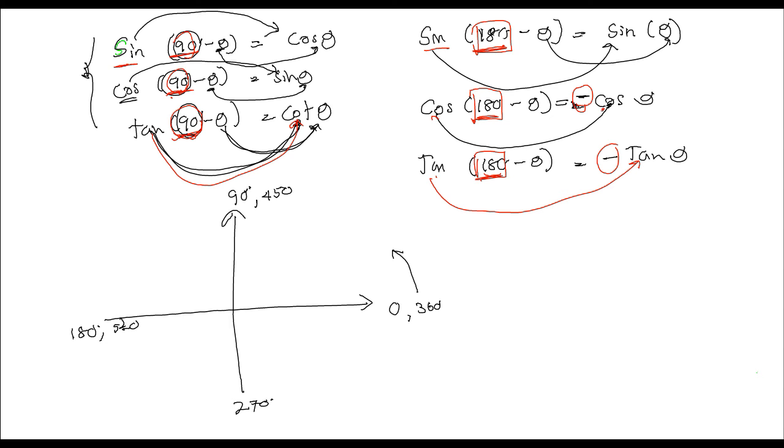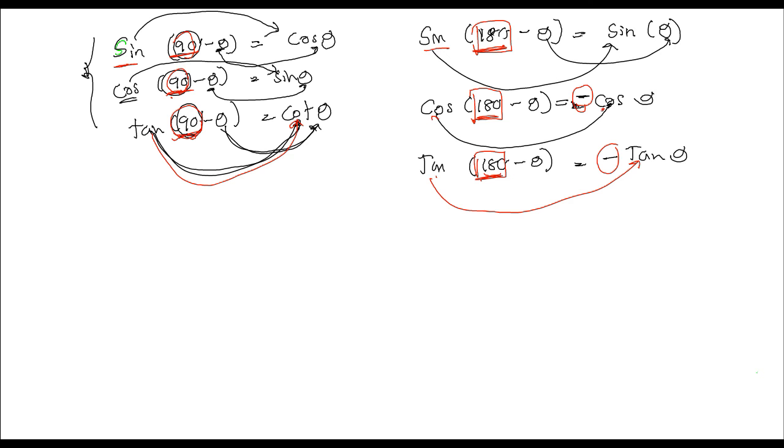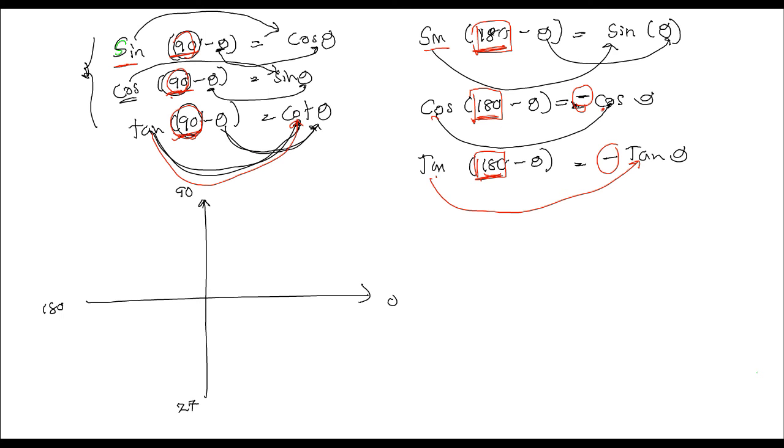Let me just clear that up. That's some extra information which you might find helpful. Okay, so I'll go back to the quadrants. 0, 90, 180, 270. So this is your quadrant 1, this is quadrant 2. Quadrant 1 is from 0 to 90, quadrant 2 is 90 to 180, quadrant 3 is 180 to 270, quadrant 4 is 270 back to 360 or 0.